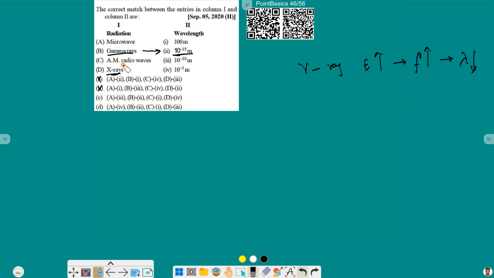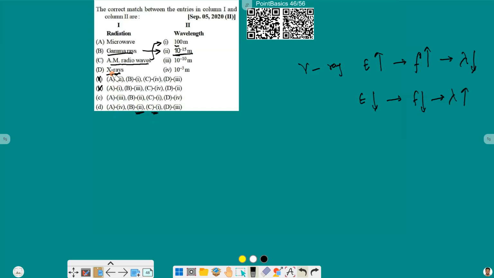Now coming to the radio waves, they are going to have the lowest energy. If their energy is lowest, their frequency is lowest, so their lambda will be the highest. And the highest value is mentioned here, 100 meter. So C should match with 1. And in both of the options, C is matching with 1, and B is matching with 2.